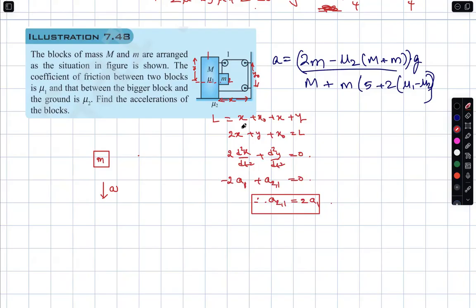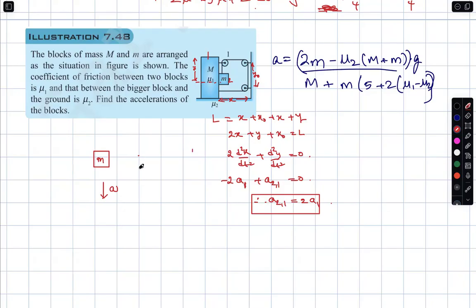I will explain. You will draw one free body diagram for this, another free body diagram for this. 2 equations. But how many unknowns are there? The acceleration of this is different, the acceleration of this is different, and the tension is another unknown. Now, if we have 3 unknowns, how to find with 2 equations? Tell me. So, therefore, constraint relation is one of the equations.